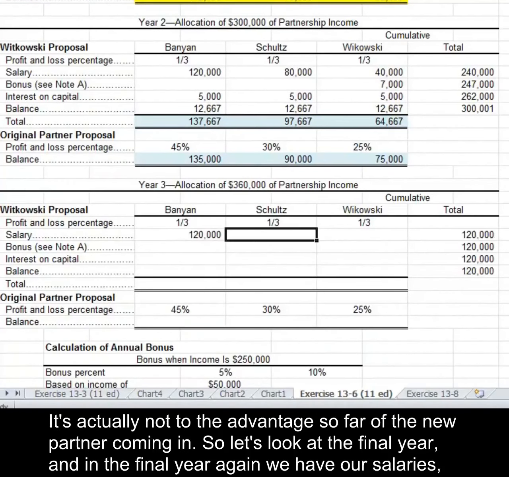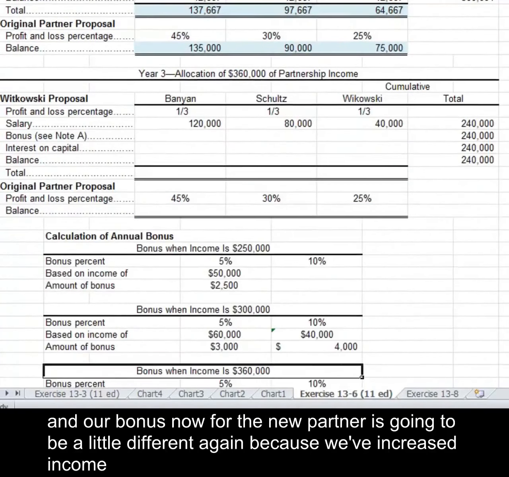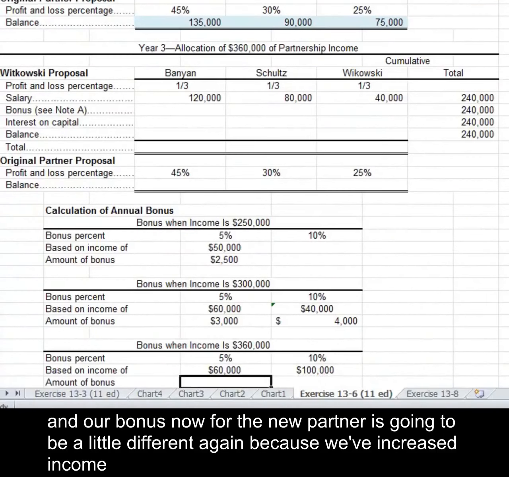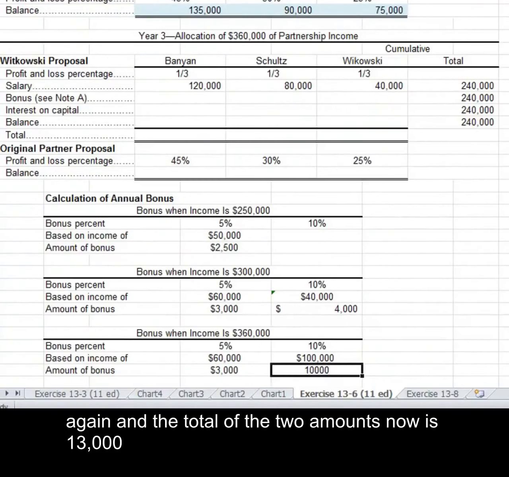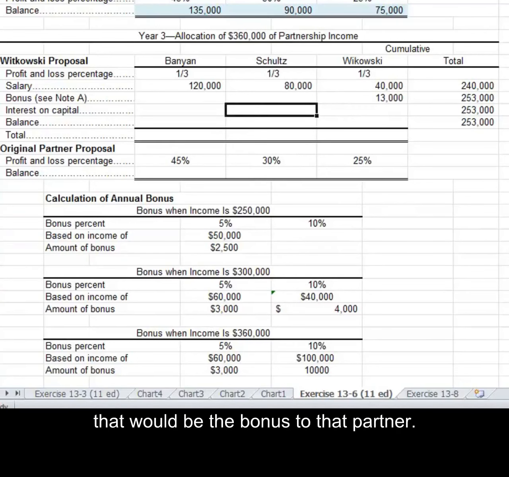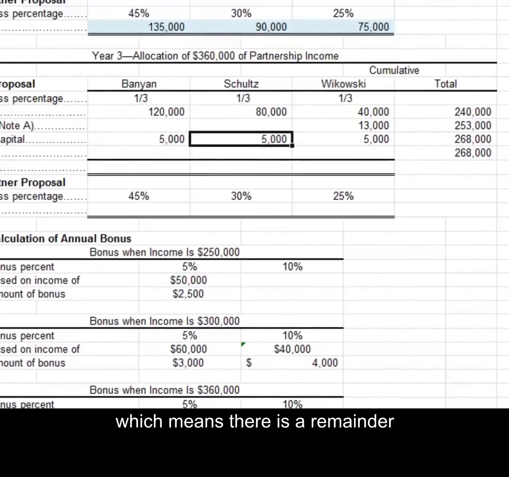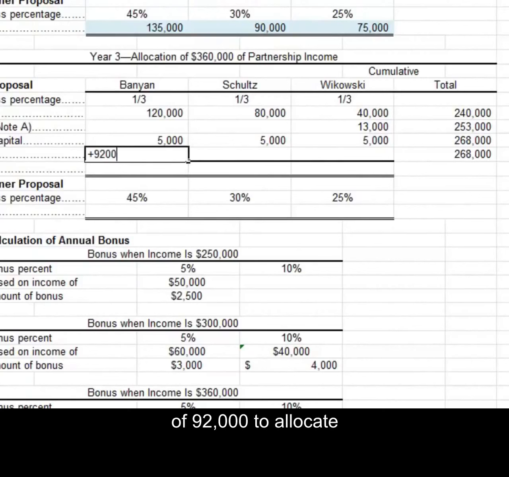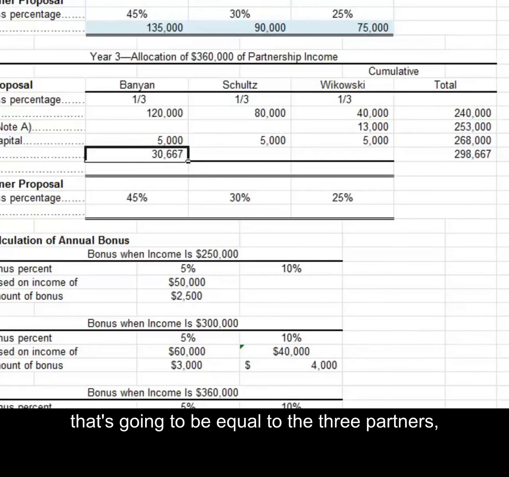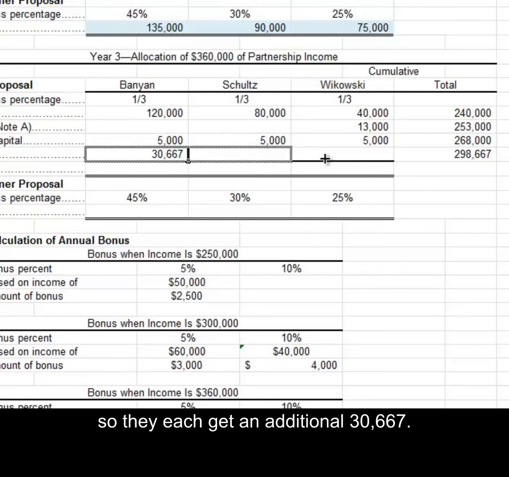And in the final year, again, we have our salaries. And our bonus now for the new partner is going to be a little different again because we've increased income again. And the total of the two amounts now is $13,000. That would be the bonus to that partner. Same minimum balance requirements. At that point, we've allocated $268,000, a total $360,000, which means there is a remainder of $92,000 to allocate. That's going to be equal to the 3 partners, so they each get an additional $30,667.